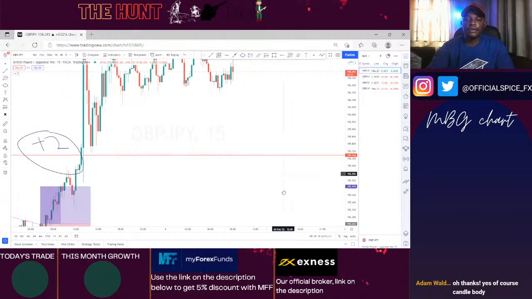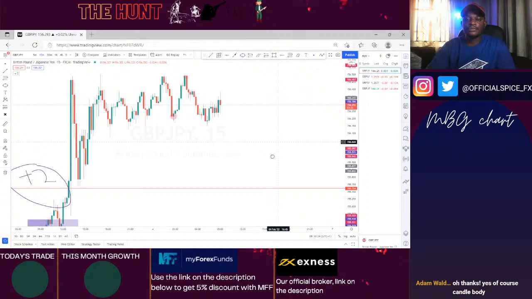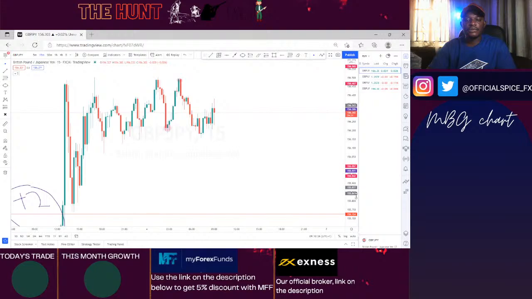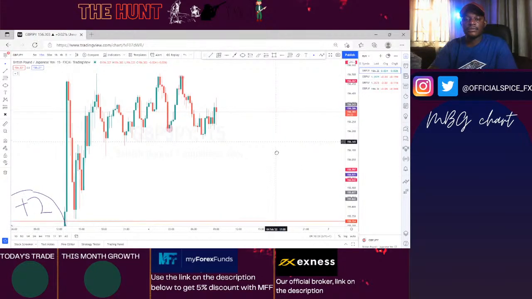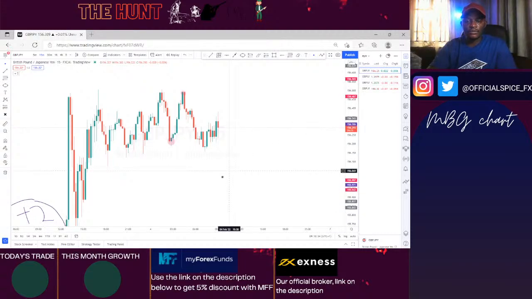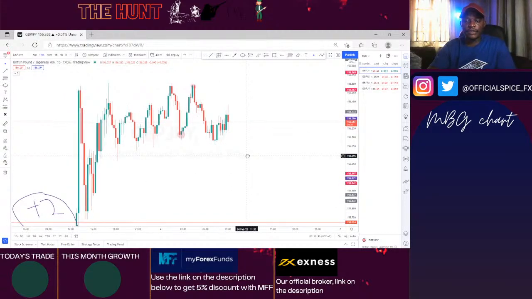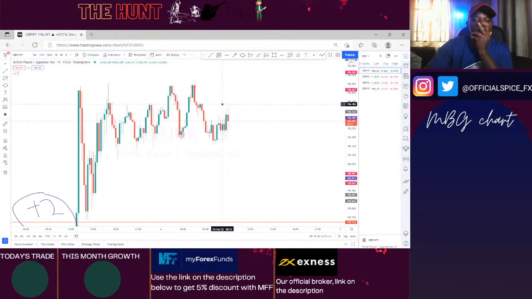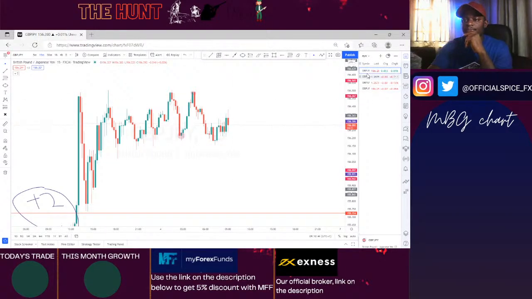JPY pushing back up. Generally we should be on buys on this, but I'm just going to wait for the perfect sell before getting into the trade. Patience, guys, patience.